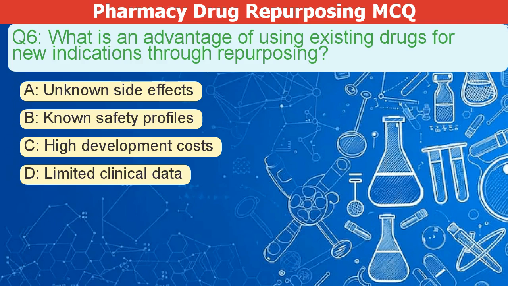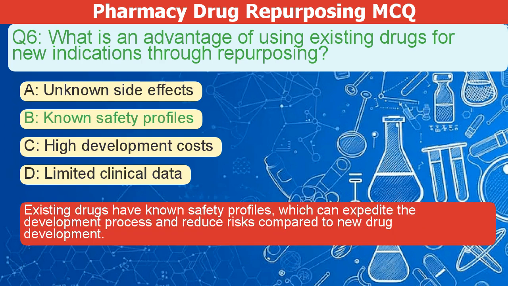What is an advantage of using existing drugs for new indications through repurposing? A. Unknown side effects. B. Known safety profiles. C. High development costs. D. Limited clinical data. The correct answer is B. Existing drugs have known safety profiles, thus can expedite the development process and reduce risks compared to new drug development.